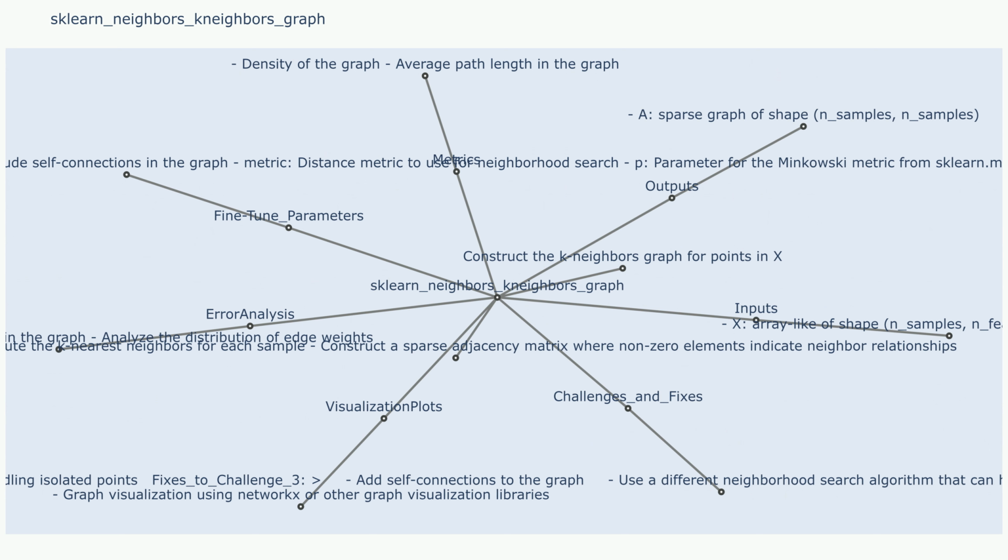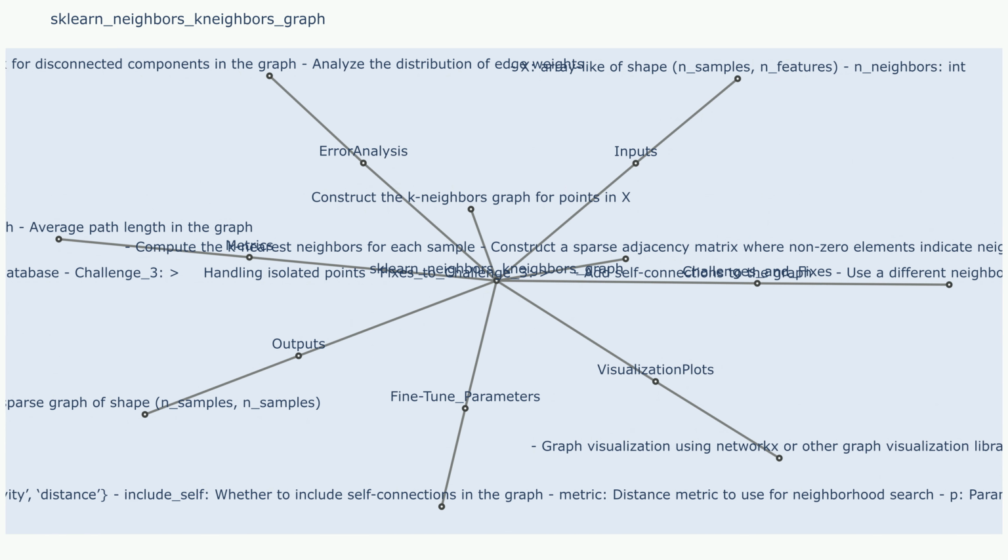Metric: this parameter defines the distance metric used to calculate the distances between data points. It can be a string specifying a supported metric, e.g., Euclidean, Manhattan, cosine, or a user-defined callable function. include_self: this Boolean parameter determines whether to include self-connections in the graph. If set to true, each data point will be considered its own nearest neighbor.